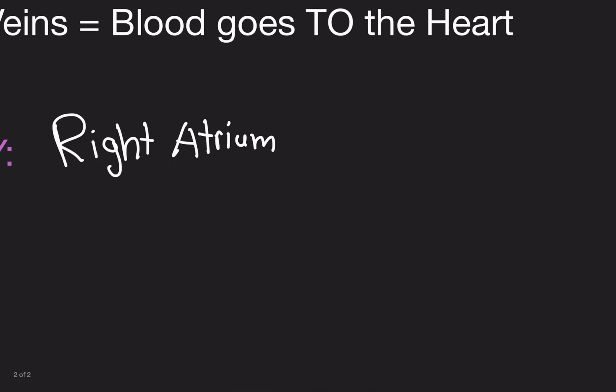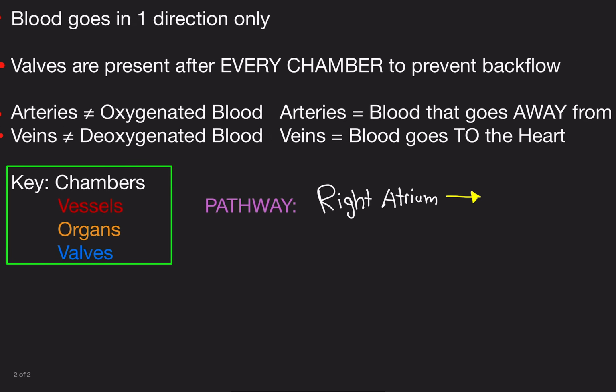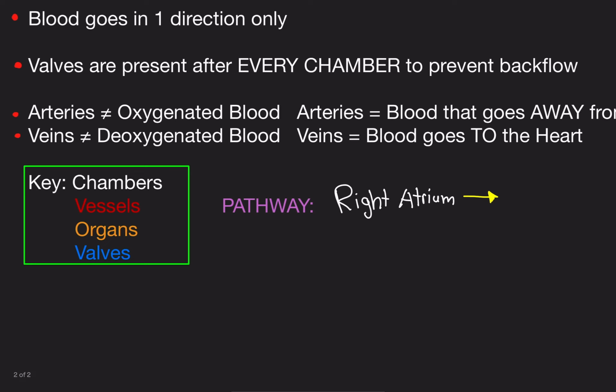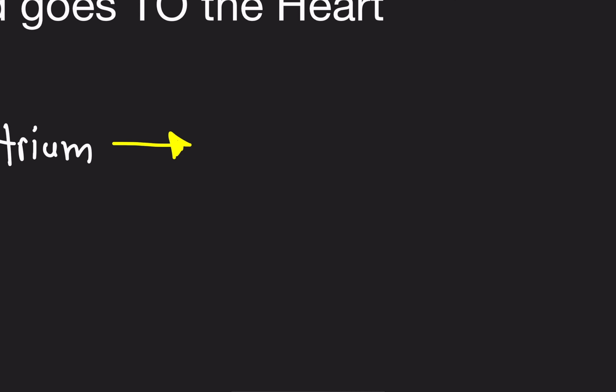It is going to pass through a valve. Let's make the arrow yellow. Since we have a chamber, remember our rules? Valves are present after every chamber. Well, we have a chamber, so now we have a valve. The valve after the right atrium is called the tricuspid valve. Tricuspid.